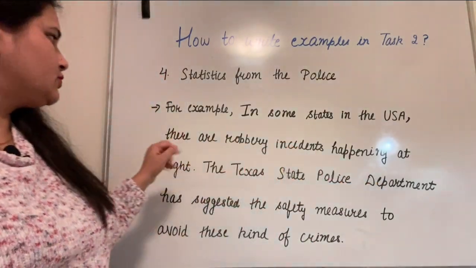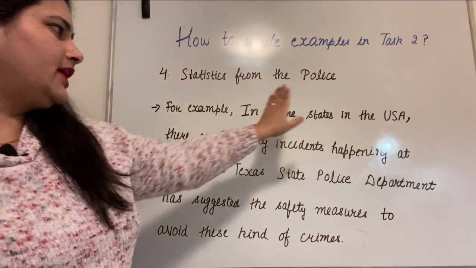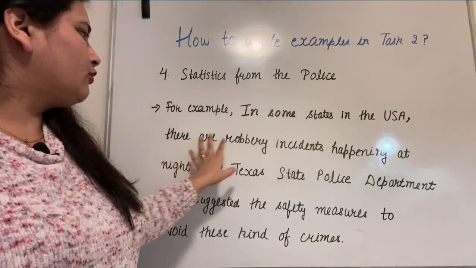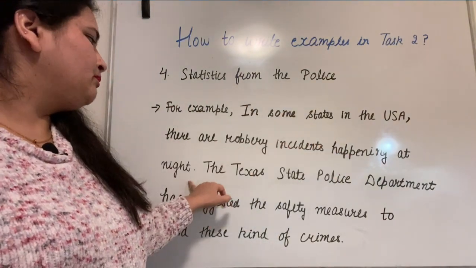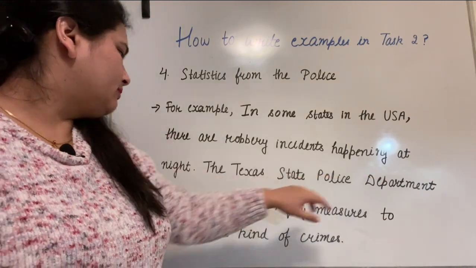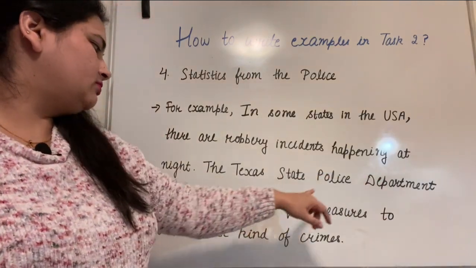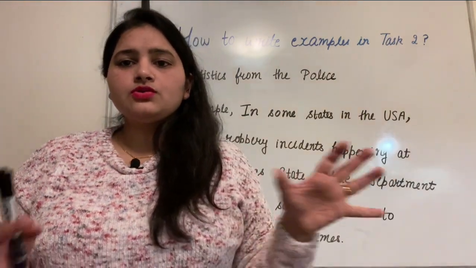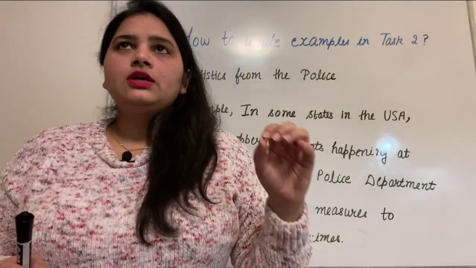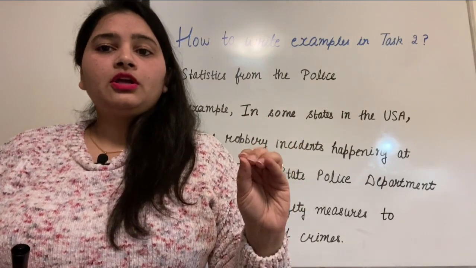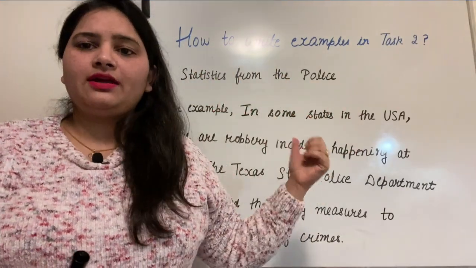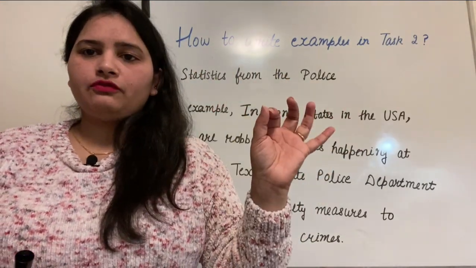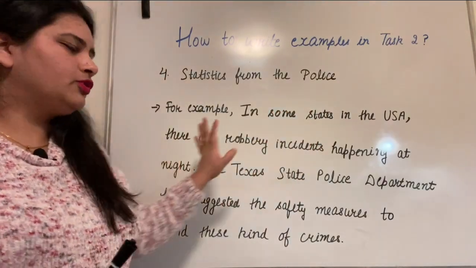Like in this one I have written, for example, in some states in the USA there are robbery incidents happening at night. The Texas State Police Department has suggested safety measures to avoid these kinds of crimes. So you can talk about it even if they are talking about some kind of crime, because here I'm not talking about one kind of crime, I've just talked about robbery.